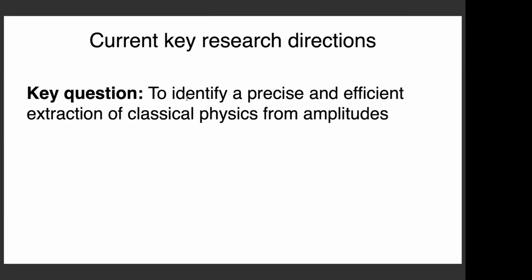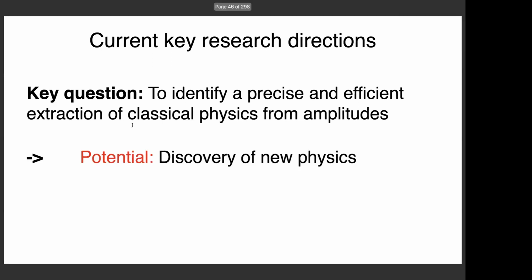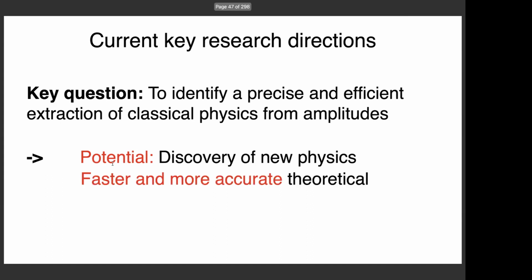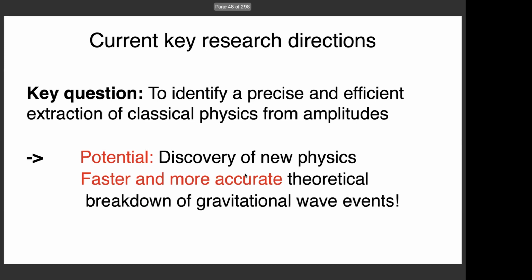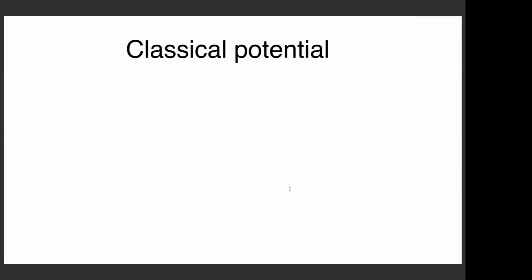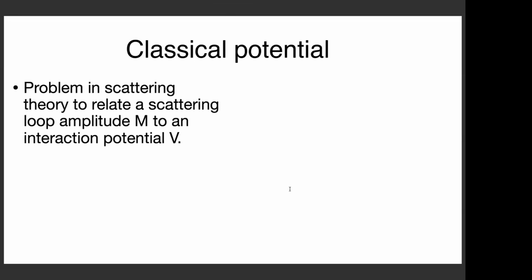The immediate goal is to identify from QFT a precise and efficient extraction of classical physics from amplitudes, and we can bank on the fact that it provides us a potential to discover new physics. If we can provide the precision, we have a better background for detecting new physics. And if we can analyze gravitational wave events faster and more accurately, we can provide a better analysis and thereby an easier way to test GR.